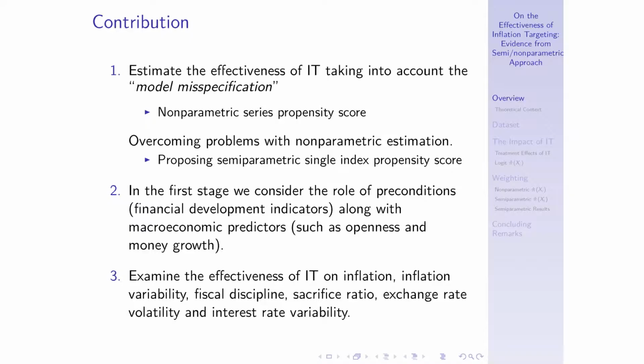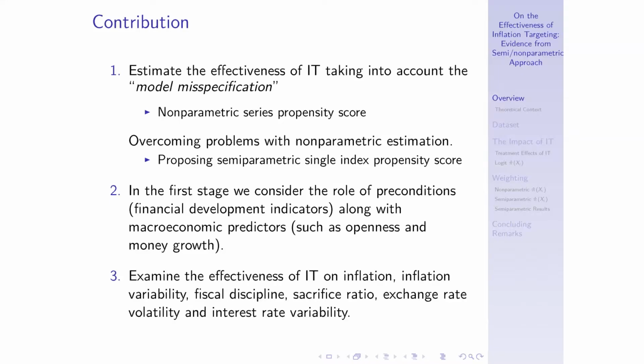So we say that there are problems with both of these steps. The first step, which is you have to specify, say, a logit model and come up with the estimated probability, and the parametric model that you have may be misspecified. So we take into account this model misspecification problem, and as a result you can use the non-parametric series propensity score, and there is a paper by Hirano, Imbens, and Ridder. So we use that approach.